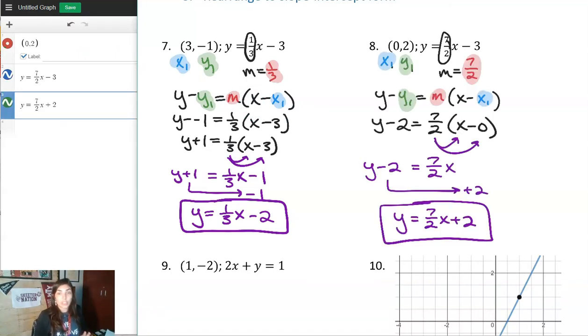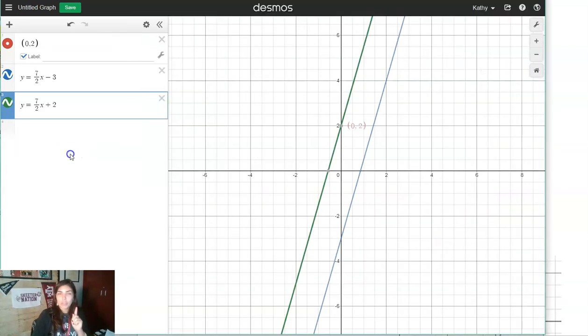So here's my work. We want to check it with yours. Did you plug in x1, y1, and the same slope from that equation into point-slope form and rearrange to get it in slope-intercept form? If you did that, you should have gotten y equals 7/2x plus 2. And we checked that in Desmos to make sure it visually makes sense.